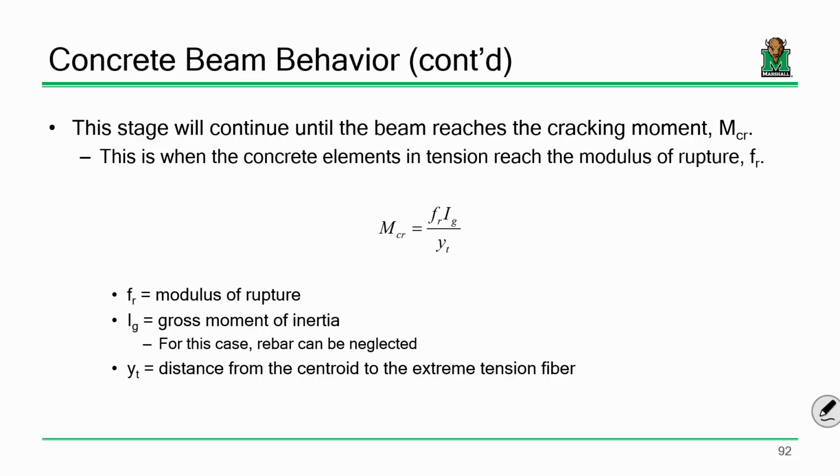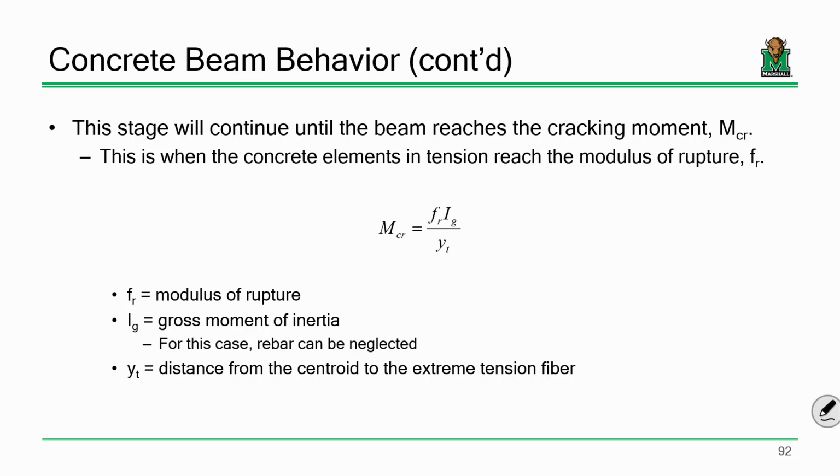We call it the cracking moment. That's when sigma, M y over I, that sigma equals the rupture strength. So we're just solving for the moment. We have f_r being our modulus of rupture, and our gross moment of inertia, which is just the standard moment of inertia of the beam.